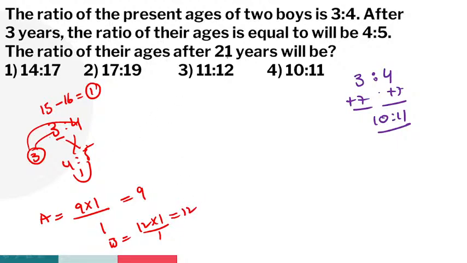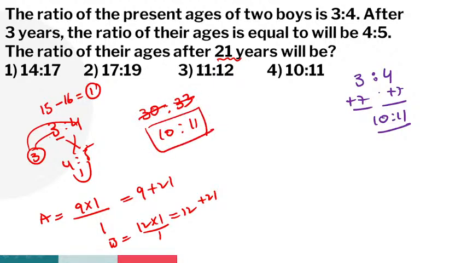So we have to find out the ages after 21 years. After 21 years, 9 plus 21, 12 plus 21. 9 plus 21 is how much? 30. 12 plus 21 is how much? 33. Let me calculate. So 3 tens are 30, 3 11s are 33. 10 is to 11. So that's why option 4 is the right answer. Clear to all of you?